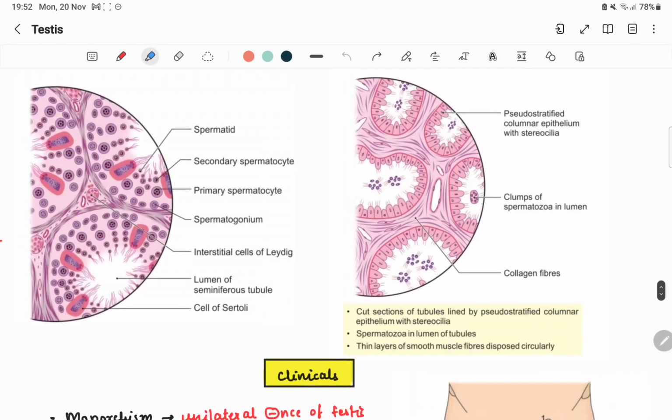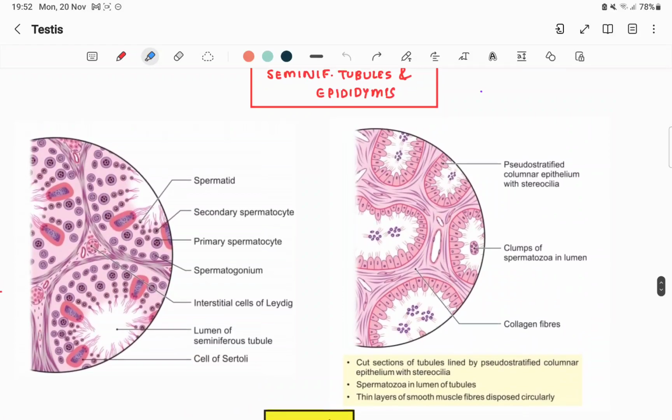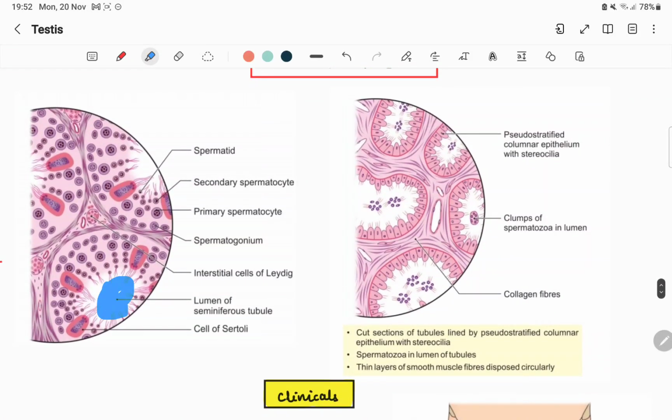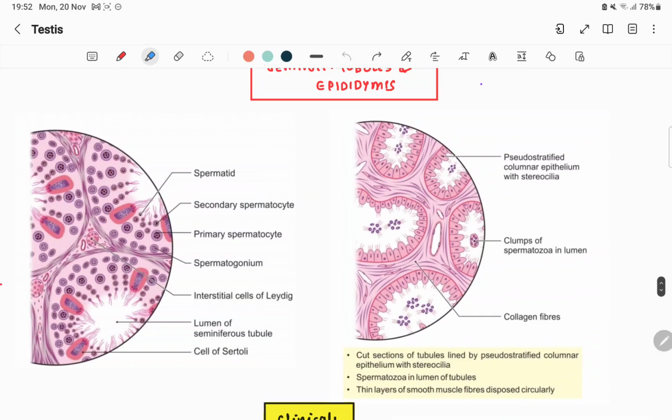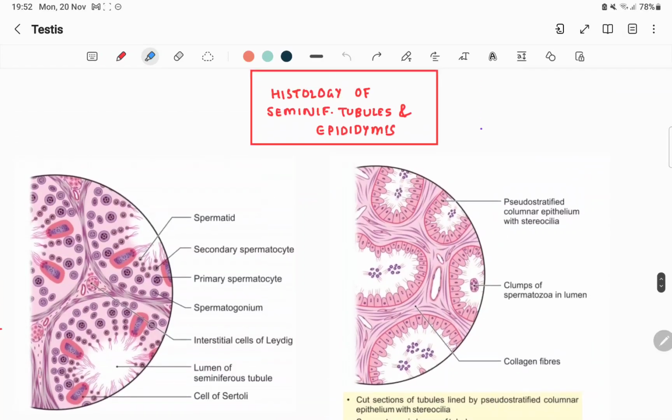If you understood about the pampiniform plexus, this is about the histology of the seminiferous tubules and the epididymis. You can see here, this is the lumen, and as you go towards the lumen, the maturity increases. The spermatogonium must be present in the superficial part, and as you go down, spermatogenesis is occurring, and on the luminal side you will have your spermatozoa. So spermatogonia, then primary spermatocyte, secondary spermatocyte, and spermatids. So this is about your histology.